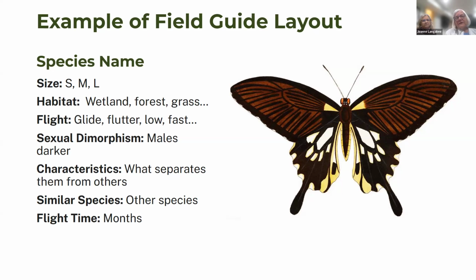Sexual dimorphism is, are the male and female the same? Are they different? There are some species where the male and female are different. Then there's a lot that are the same. And you might think, oh, when they're different, that's a whole new species. And then you find out, no, that's just a female. Then characteristics: what separates it from others that might look similar. And then some similar species and the flight times. When do they fly? Some only fly in the spring, some only fly in the fall. And so that becomes important.